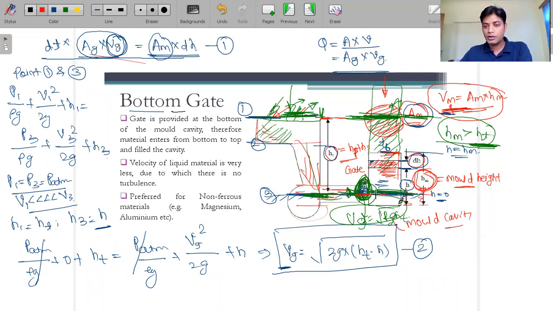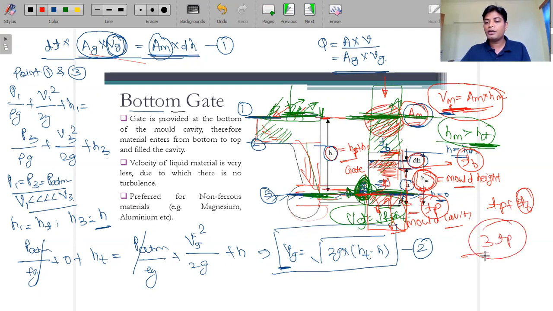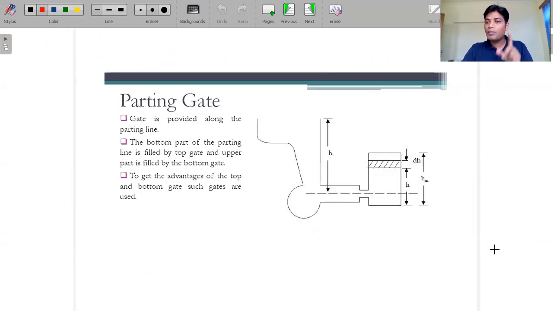So what is the meaning? Here, if you consider that this is the bottom and this is the same height, the same volume is filled in the bottom side and the same volume in the top side. This will be filled by the top gate and this will be filled by the bottom gate. So this is the time taken TP for the top gate, and this is the time taken TB. The total time taken to fill will be TP plus TB, or simply write 2 times TP, so this is 3 times TP. Why am I saying this? Because here we will discuss the parting gate.